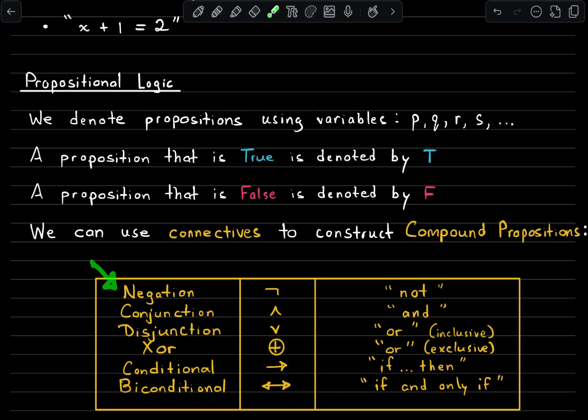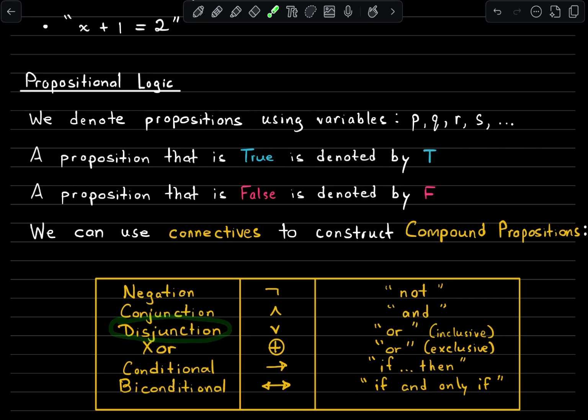This is the name of the connective. This is the symbol that we're going to use to denote it, and this is essentially what it means in everyday language. So first of all, we've got the negation. It's going to be denoted by this little mark here, and it just means not. So if I have a negation in front of a proposition called P, this just means not P. Then I've got the conjunction. It has this little caret symbol. This just means and. So if I have that between two propositions, like P and Q, this is just going to mean P and Q.